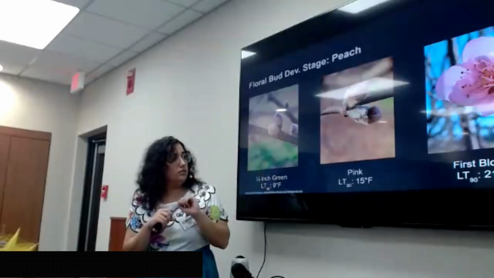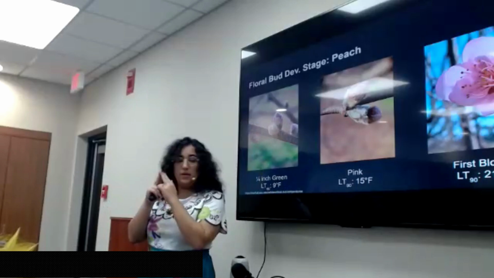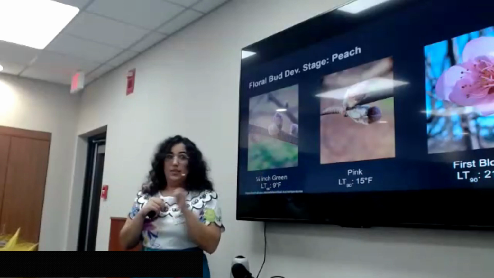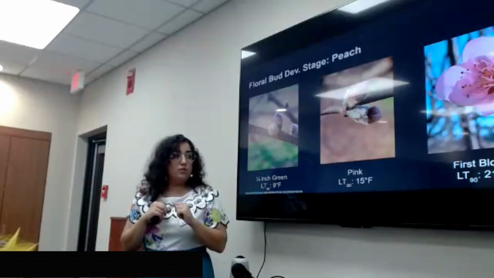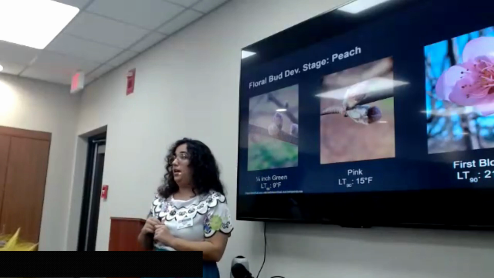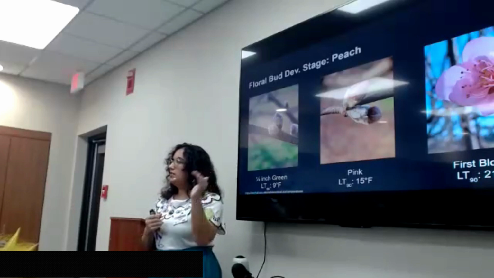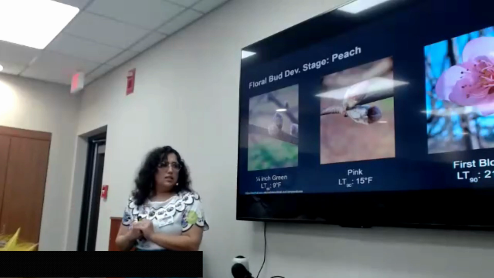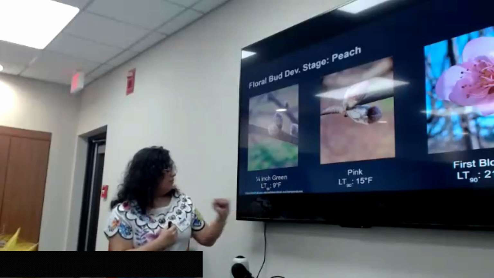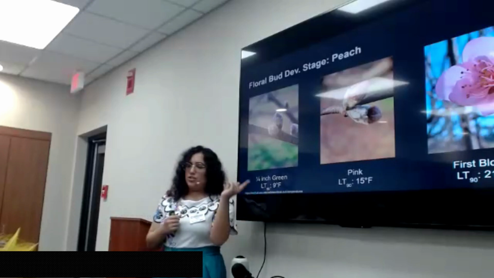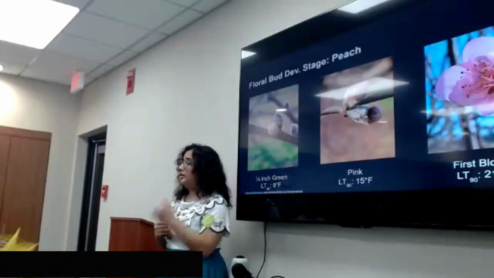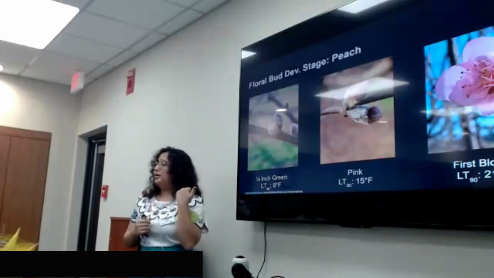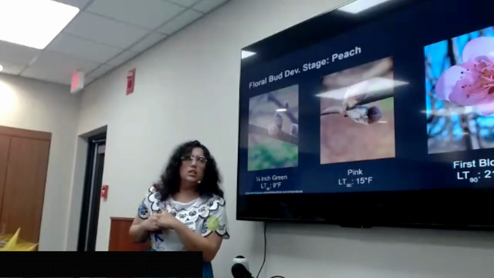First pink, because you can literally see the tips of the flower petals, 15 degrees Fahrenheit. That is a huge jump. And when you get to your first bloom, that is 21 degrees Fahrenheit. And of course, it's different across different cultivars and different fruits. One of the resources I gave you is a publication from Washington State that actually has this data for multiple fruit along with their own pictures. Mine are better, but you know.